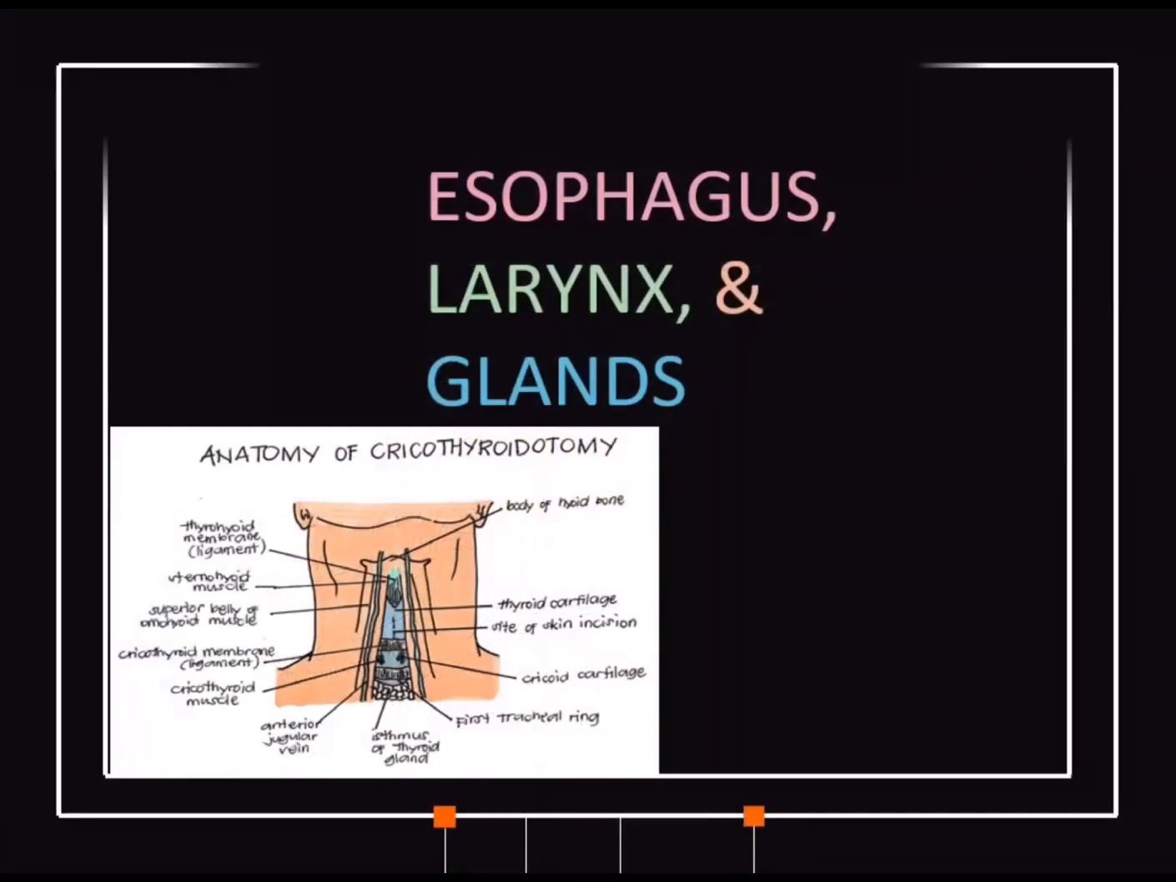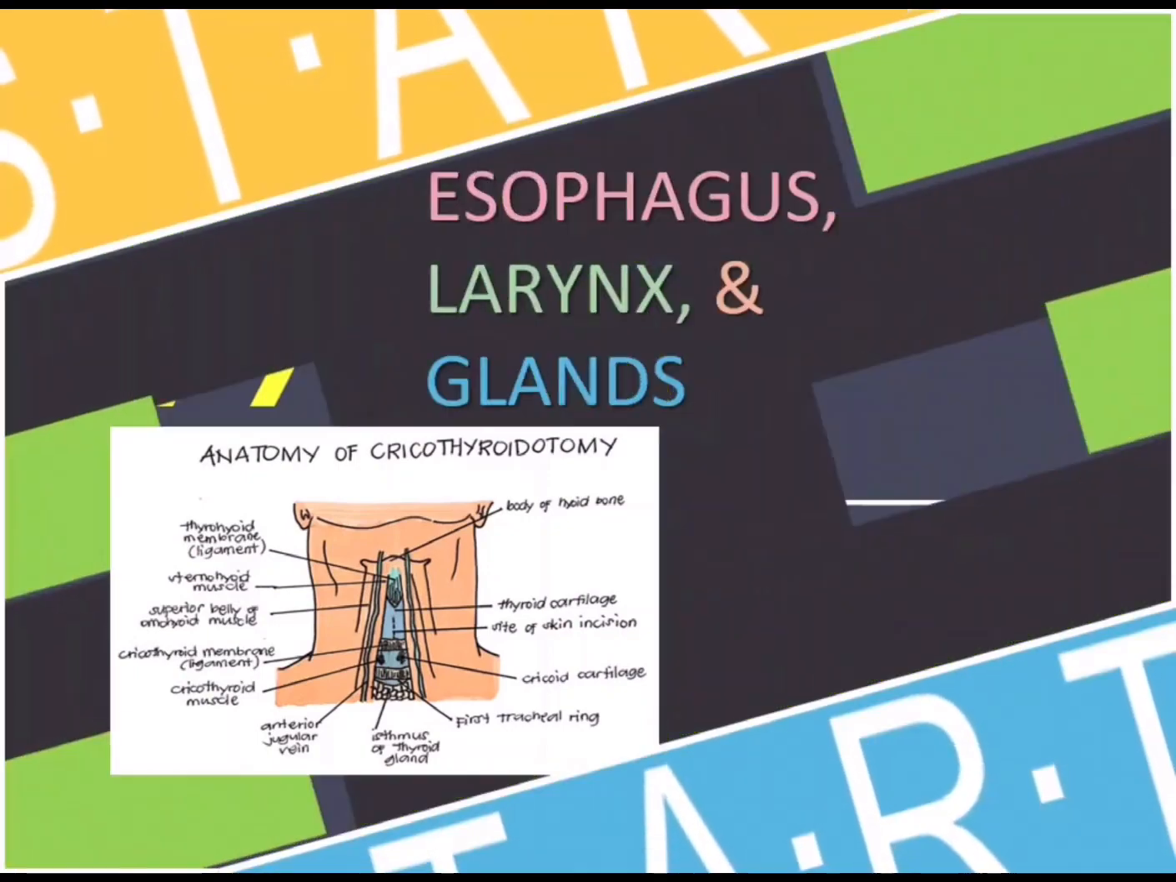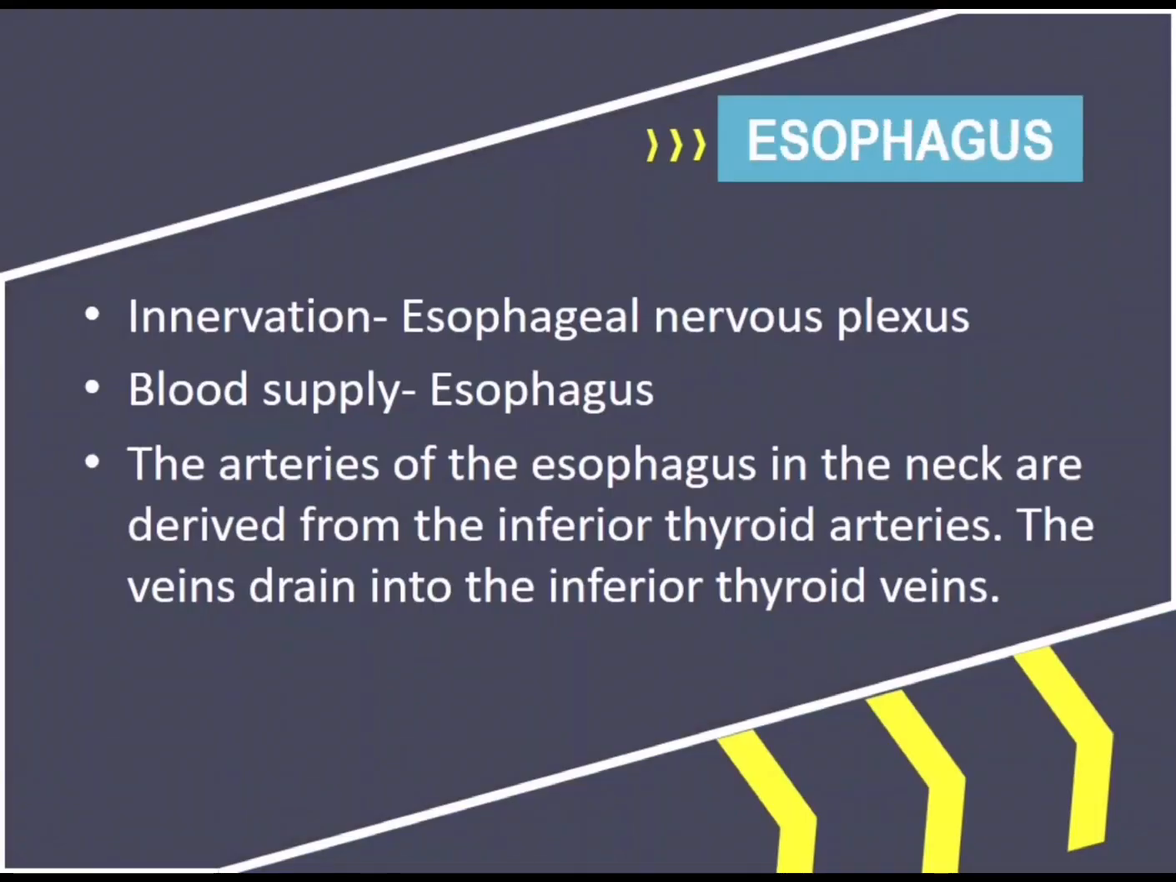Now the esophagus, larynx, and glands. We need to tackle the esophagus first. Have you wondered what an esophagus is? The esophagus connects the throat to the stomach and is a hollow muscular tube. The innervation of the esophagus is the esophageal nervous plexus, and its blood comes from the arteries of the esophagus in the neck, which are derived from the inferior thyroid arteries. The veins drain into the inferior thyroid veins.